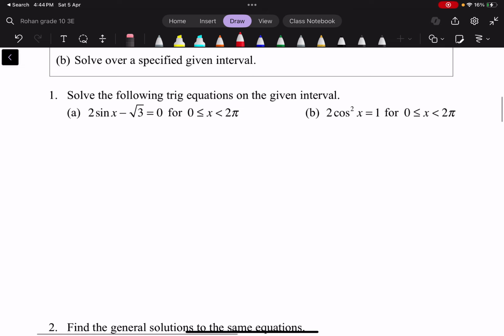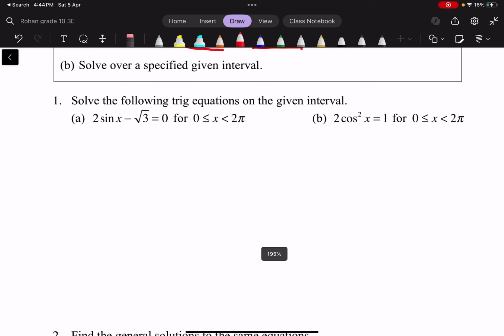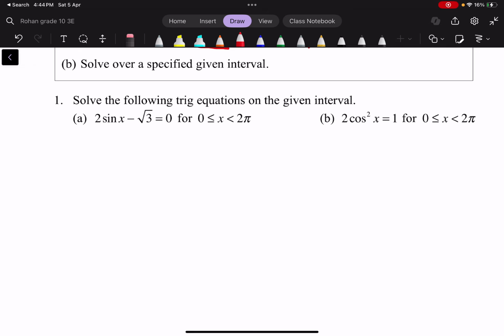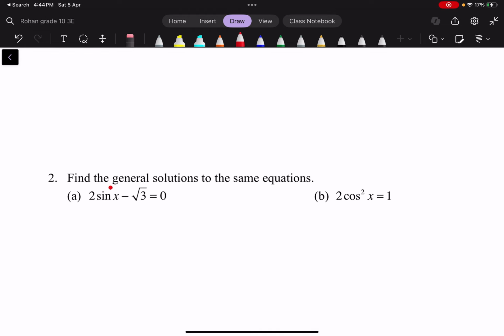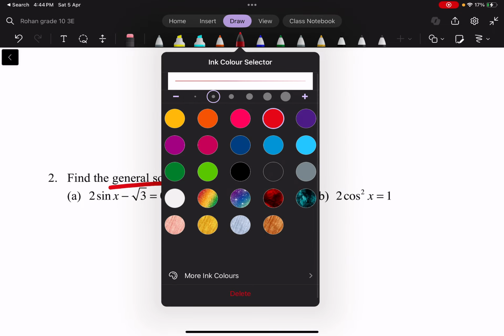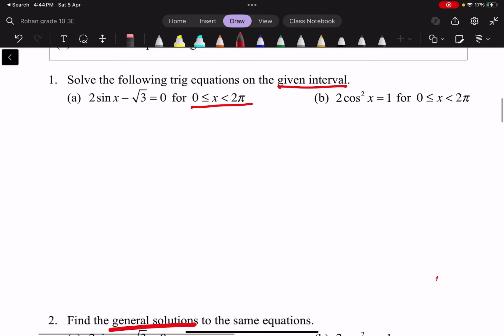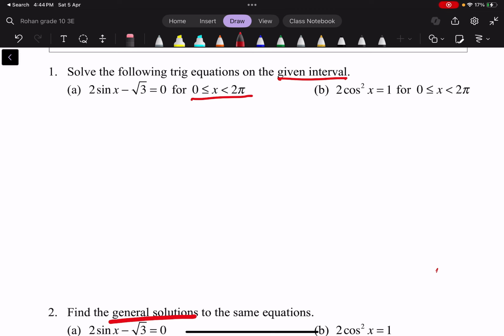Now suppose you are doing this. Solve the following trig equations on the given interval. So you have to just look at this interval. Now here they say find the general solution, which means you'll have to do that longer two-step method. In this case, you have no need of the two-step method. You do what you did in the earlier lesson. You know how to solve this? 2 sin x is equal to root 3. Then divide that by 2. Correct.